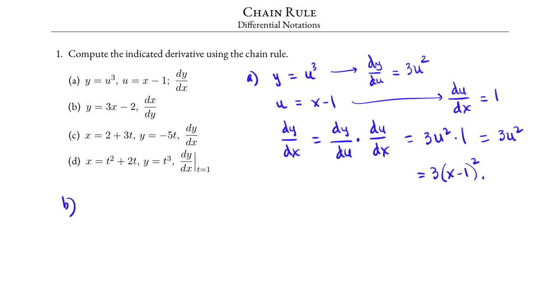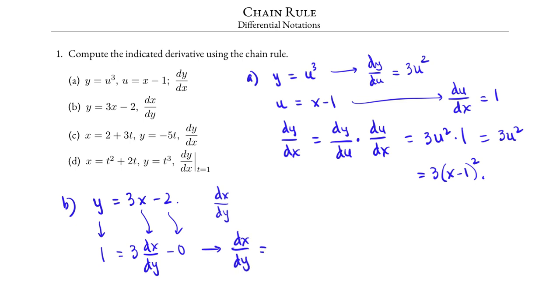For part B, y equals 3x minus 2. The question asks us to find dx over dy, which is the derivative of x with respect to y. The derivative of y with respect to y, same variable, is 1, so 1 equals 3 times dx/dy. The derivative of x with respect to y is dx/dy, and 2 is a constant, so its derivative is 0. dx over dy is therefore 1 over 3.